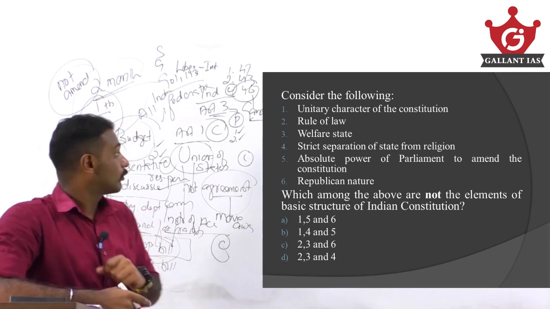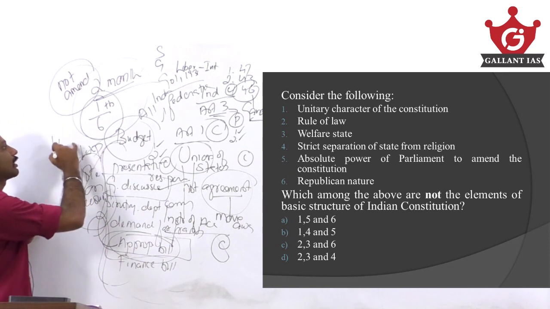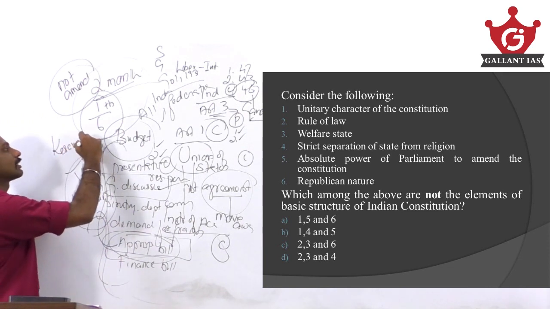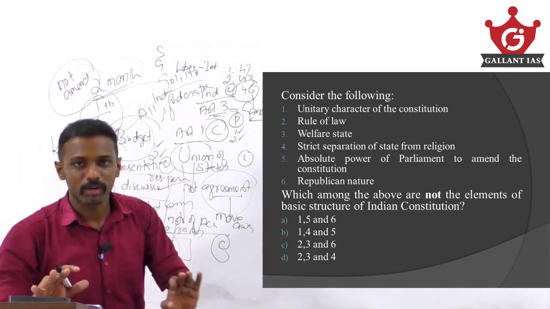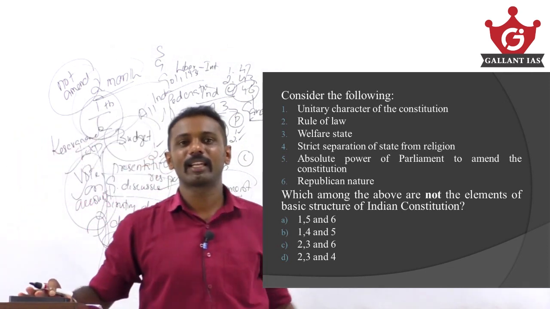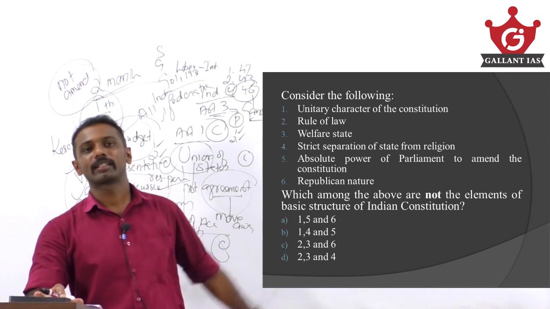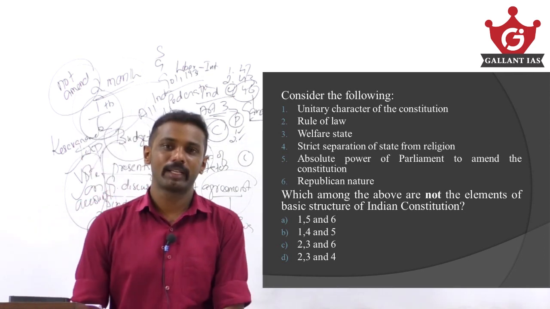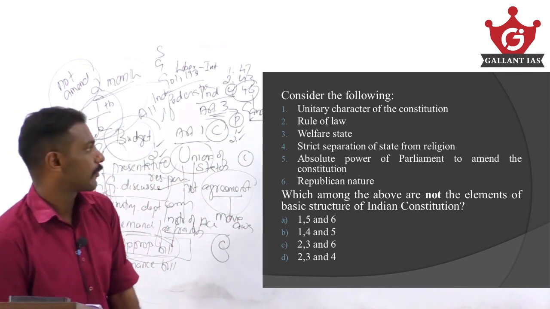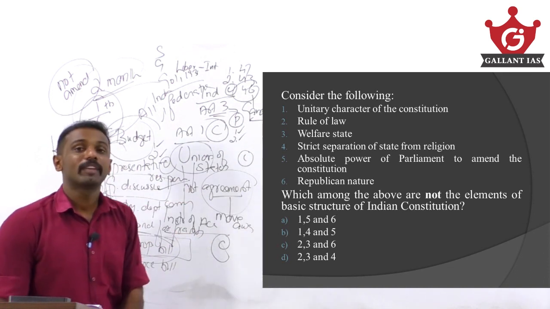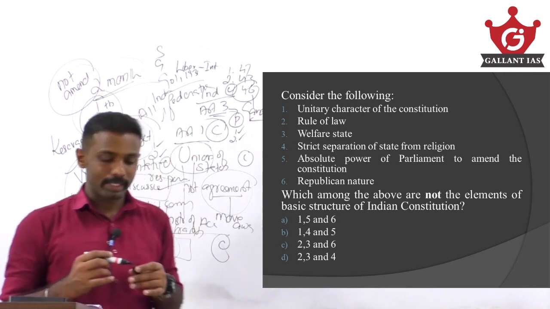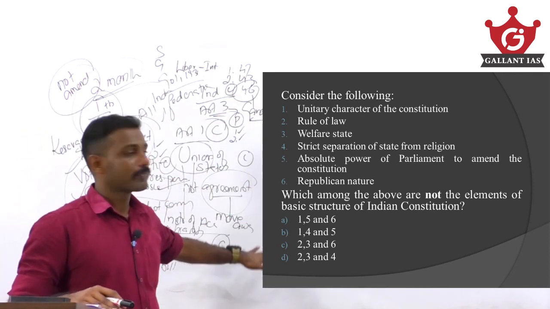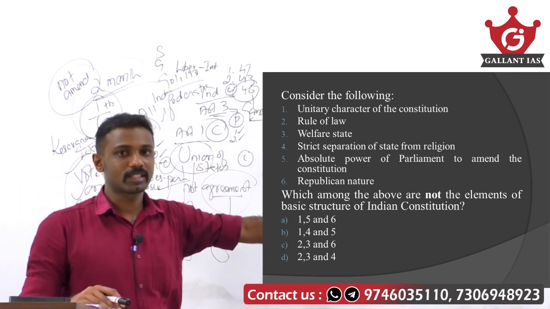This doctrine was invoked by the Supreme Court in which case? Kesavananda Bharati case. In the Kesavananda Bharati case, the Supreme Court said that in our constitution there are so and so basic elements. You cannot alter that even by way of amendment. That is what we mean by basic structure. So among these six, through various Supreme Court verdicts only we came to know what forms the basic structure. Among these six, we have to find out which is not a basic structure.